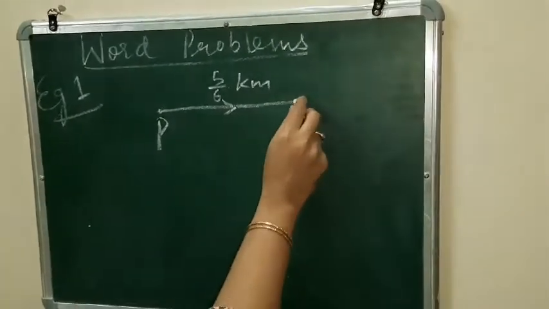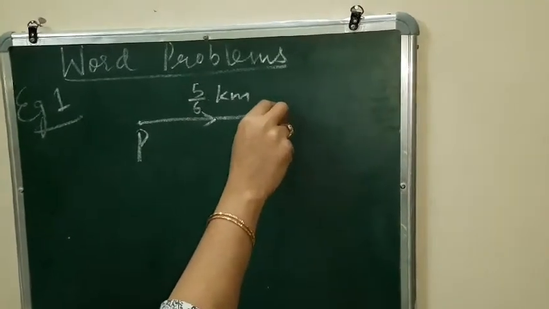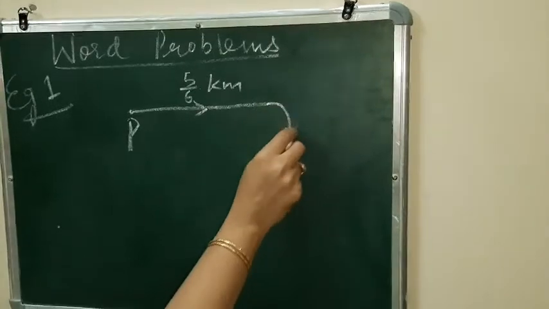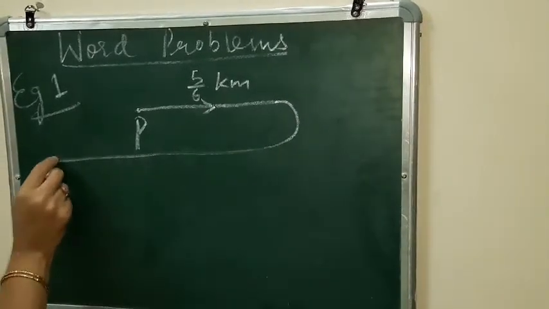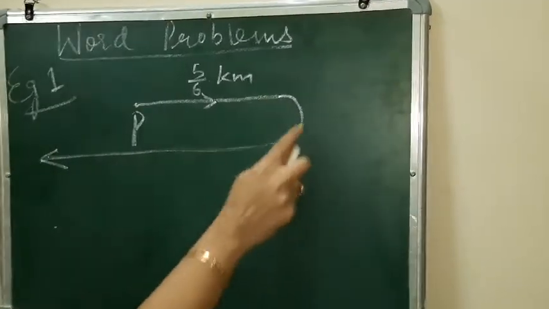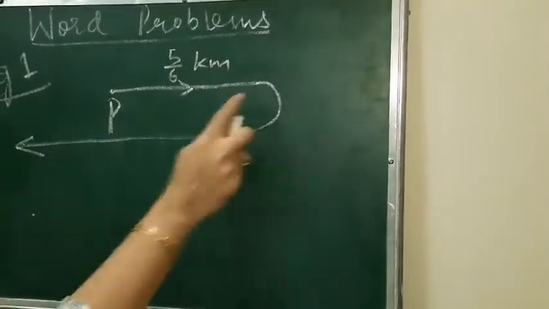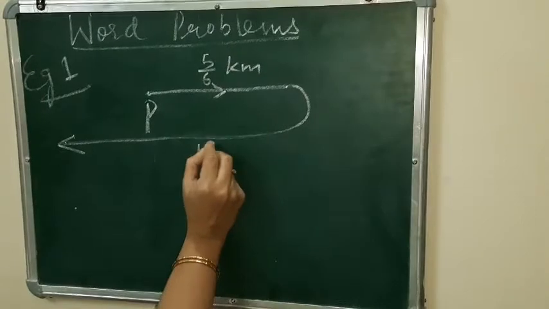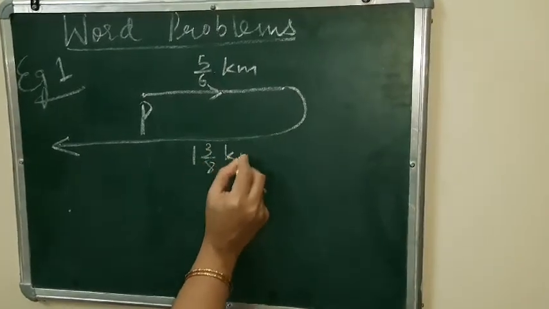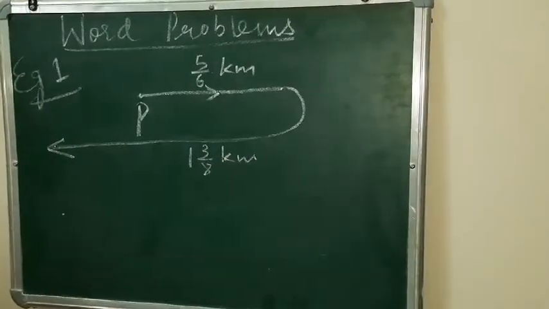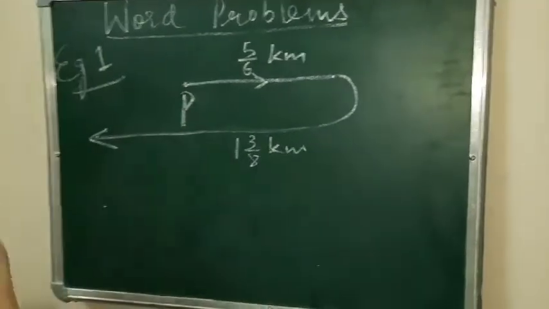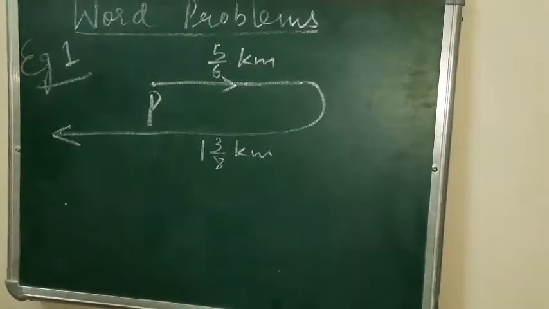Now after this she moved to west and she covered 13/8 kilometers. So she is moving towards west now. This is east direction, this is west direction. Now from this point she is moving to west direction and here she has covered 13/8 kilometers. Now you have to tell where will she be now from the point P.